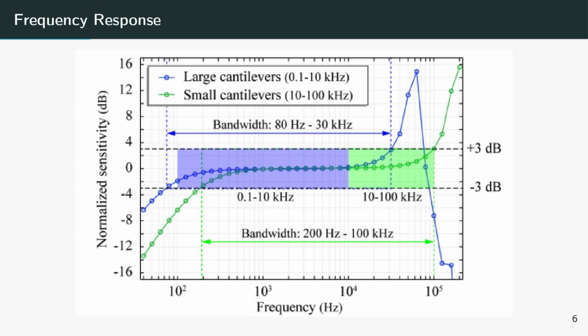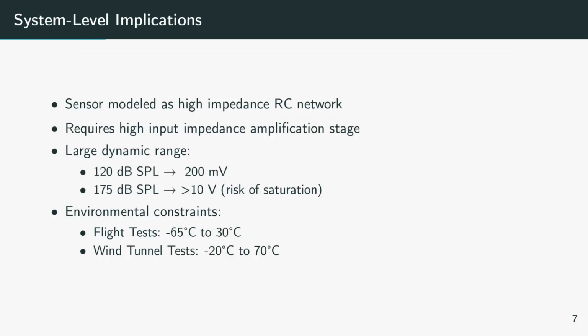Additionally, resonance peaks appear due to the mechanical nature of the cantilevers. These resonances define the effective operating limits of each sensing channel and confirm the physical validity of the design. At system level, the sensor behaves as a high-impedance RC network due to the piezoelectric nature. This has direct consequences for the analog front-end design since it requires a high input impedance and amplification to avoid signal attenuation. The system also exhibits a very wide dynamic range.